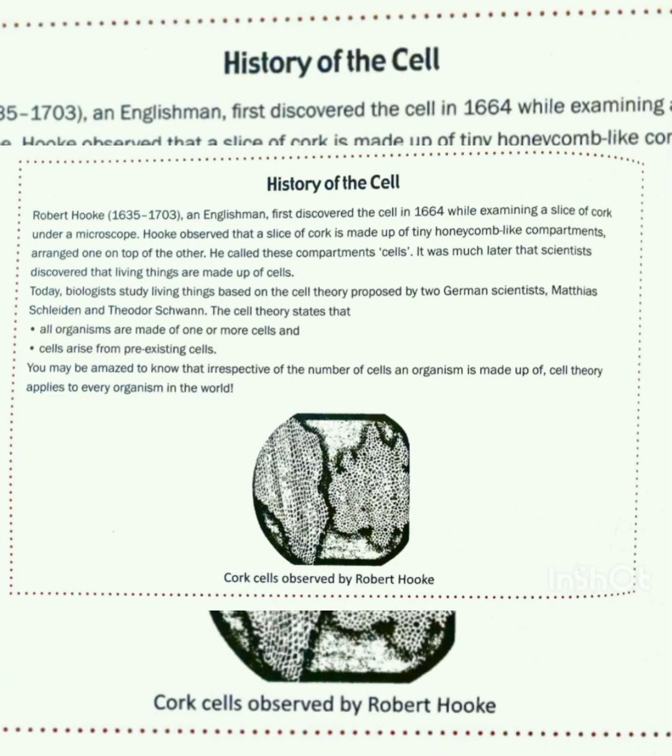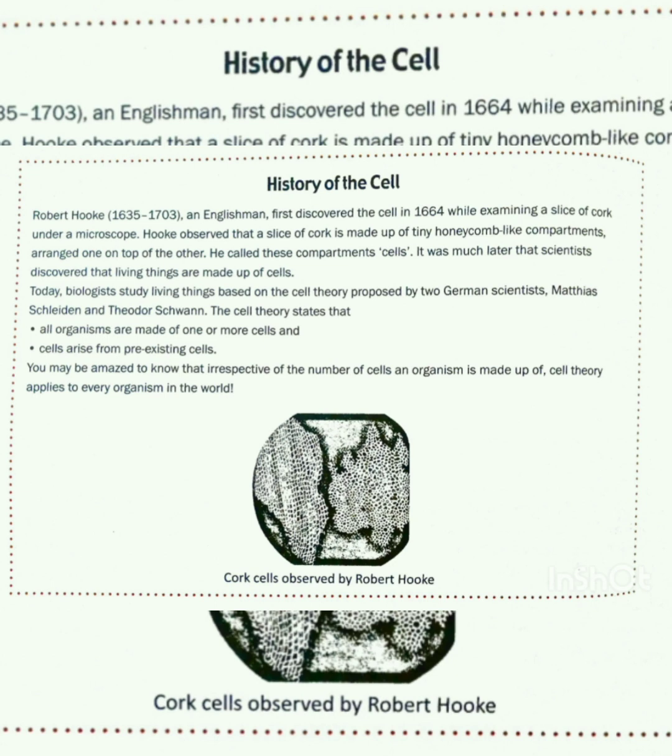Let us now see who discovered the cell and when. Robert Hooke discovered the cell in 1664. He was an Englishman. While he was examining a slice of cork under a microscope, cork being the bark of a tree, Hooke observed that this slice of cork is made up of tiny honeycomb-like compartments that are arranged one on top of the other. He named these compartments cells.